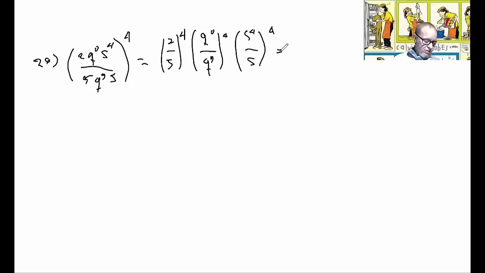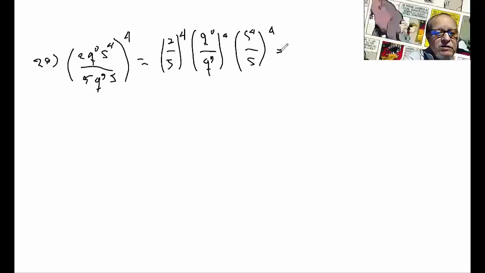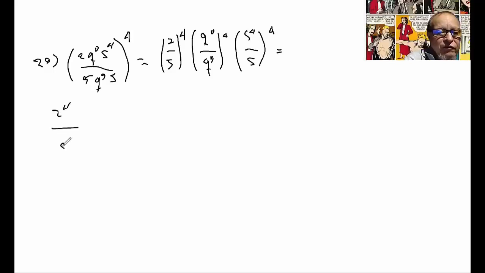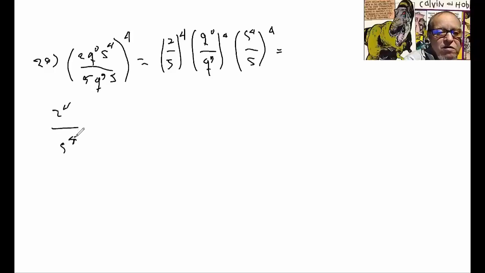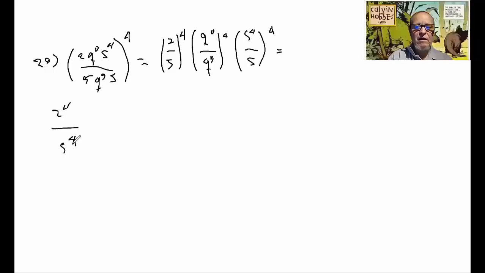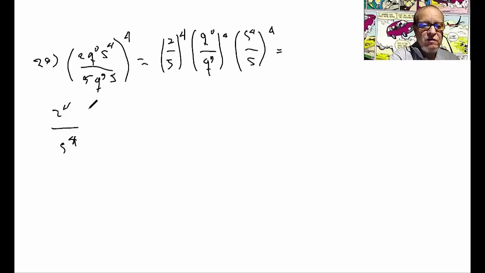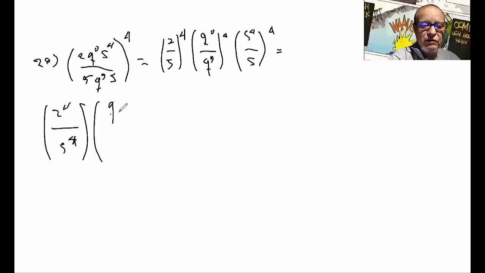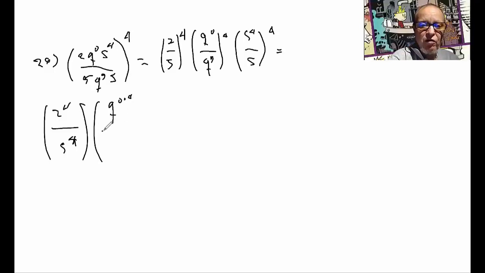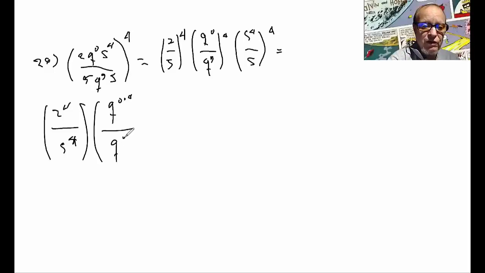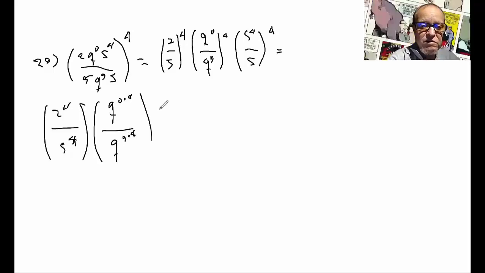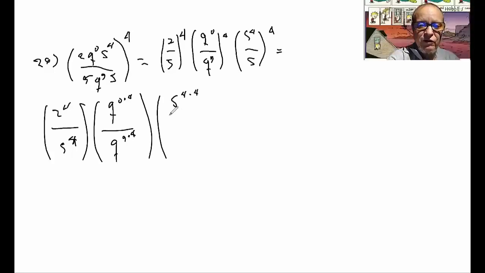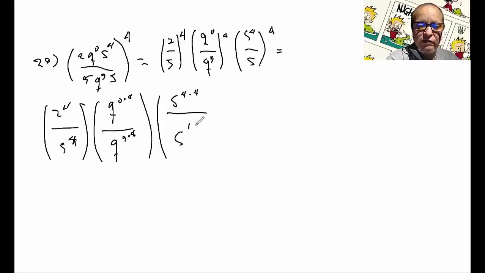So I will use my power rules to do this. So I have 2 to the fourth over 5 to the fourth. And then for my q's, I have q to the 0 times 4 over q to the 9 times 4. And then I do the same thing for my s's, s to the 4 times 4 over s to the 1 times 4.